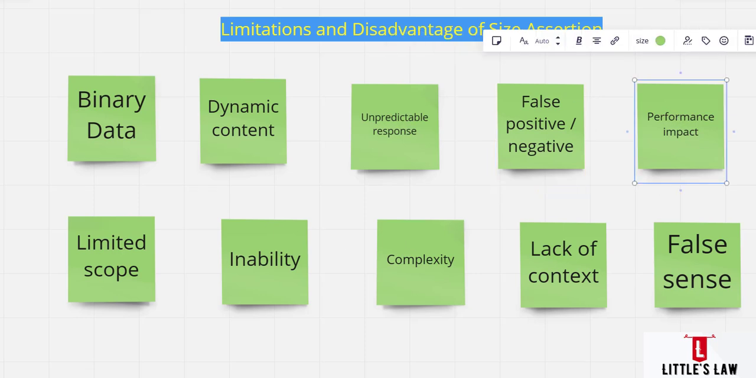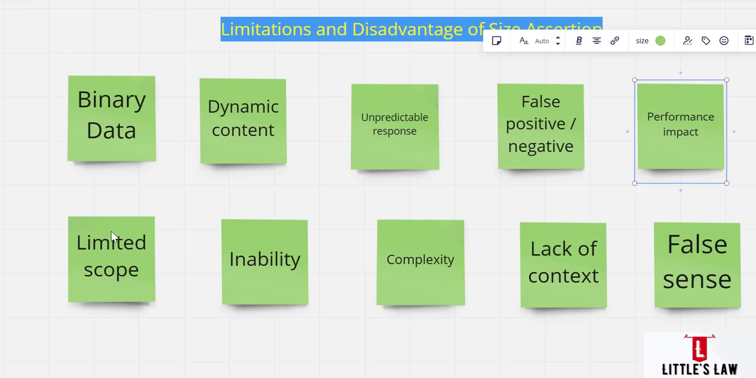And when it comes to performance impact, the size assertion can have a performance impact on our test, especially if we are testing large responses or running tests with high concurrency. This can affect the accuracy and reliability of our test results and can also increase the time and resources required to run our tests.